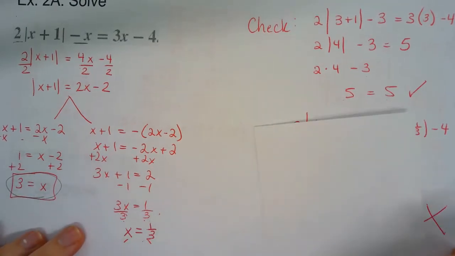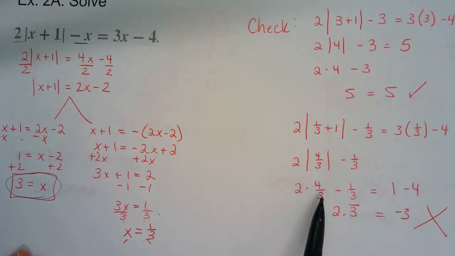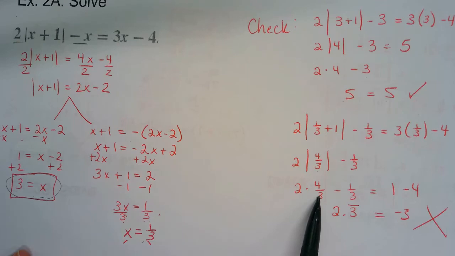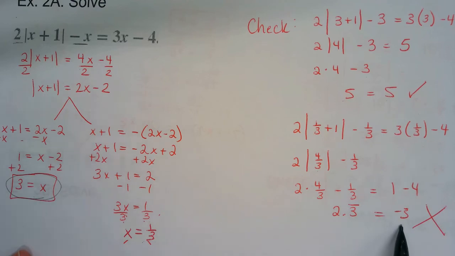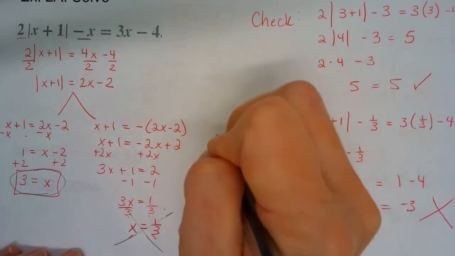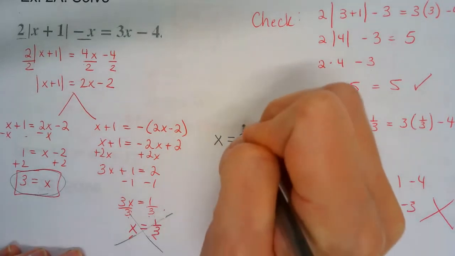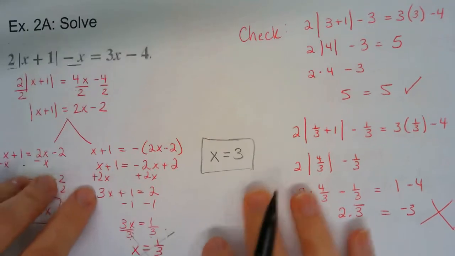Then when I plugged in my 1/3, I have the absolute value of 4/3. It came out as positive 4/3, times it by 2 and minus. When I did the right and the left side, it did not work out. So this guy is not one of my answers. So I would just write x equals 3 as my final answer. Pause the video and try the got it question.